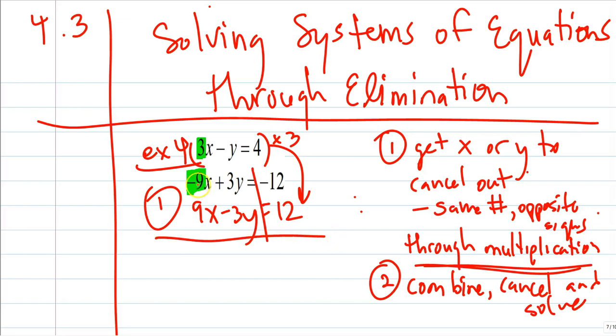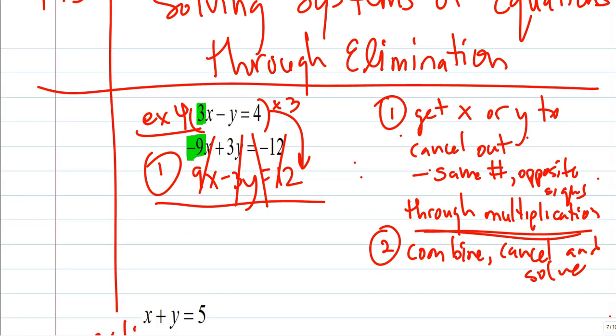These can combine. Negative 9x plus 9x cancels. 3y minus 3y cancels. And negative 12 plus 12 cancels. Okay, that's weird. What am I left with? Well, when they all cancel, I'm left with nothing. What mathematically stands for nothing? How about zero? On the right side, I'm left with zero.